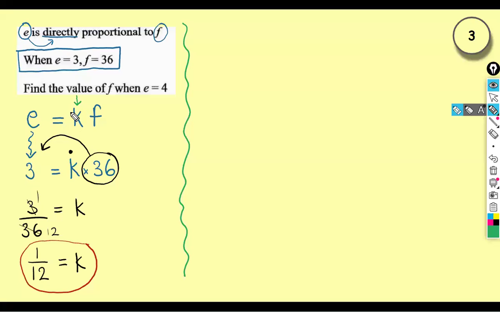Now, let's replace the K with the value. Remember, we worked out the value of K, and we know K is 1/12. So I'm replacing K with 1/12, and then you have the multiply by F. Okay?